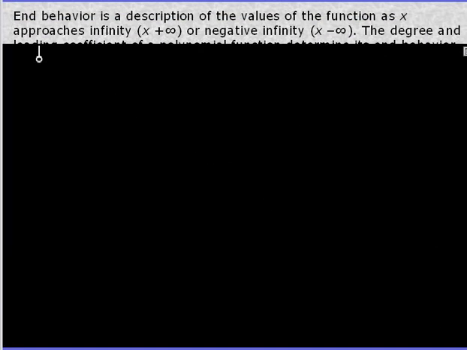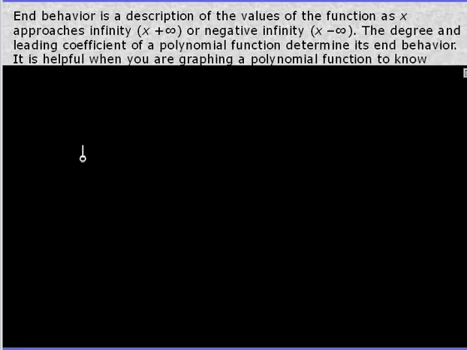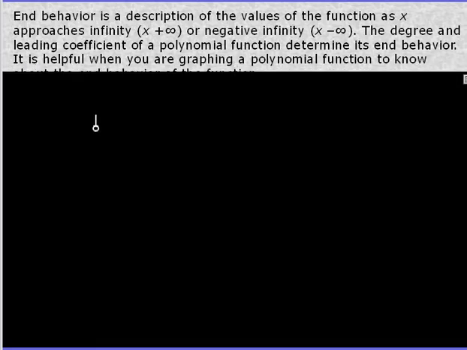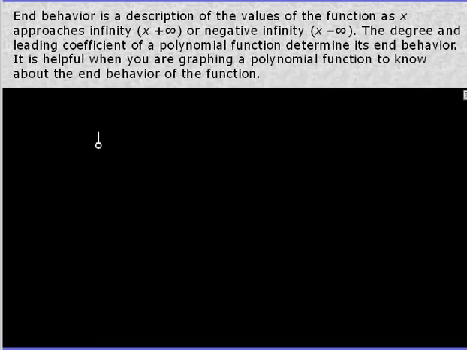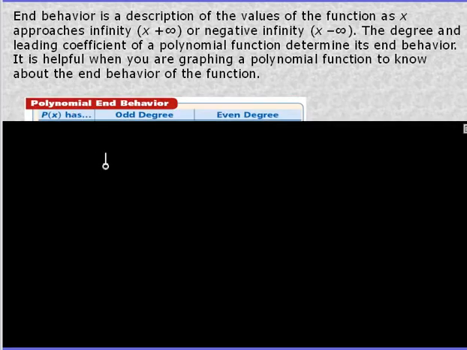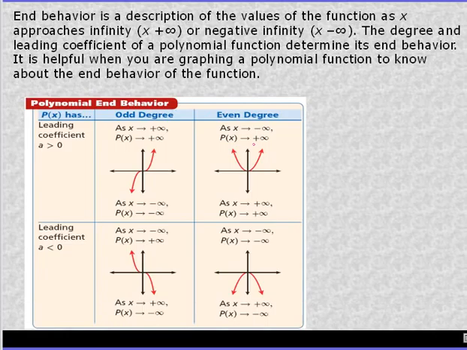All right, so end behavior describes the values of the function as x approaches infinity, both positive and negative. And we can define that behavior based on the degree and the leading coefficient of the polynomial function. So there's basically 4 different categories or cases that we're interested in. And I'm just going to show the whole graphic at once.